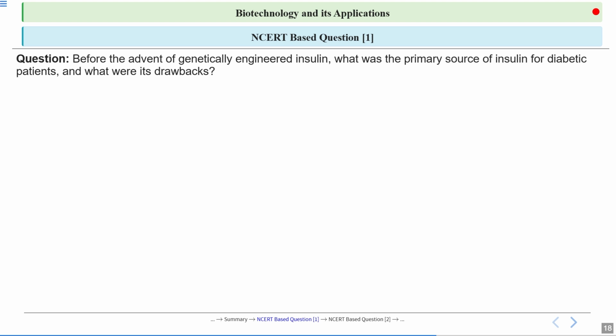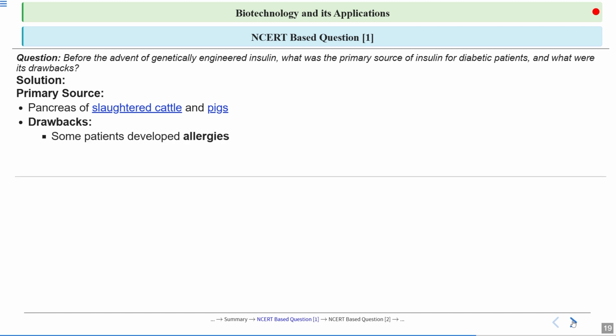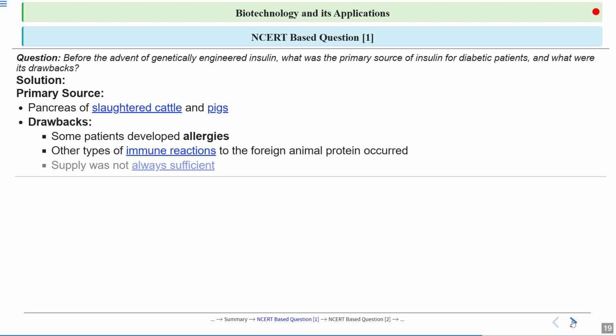So let's see the answer. The solution says the primary source was pancreas of slaughtered cattle and pigs. What were its drawbacks? Some patients developed allergies and other types of immune reactions to the foreign animal protein. Supply was not always sufficient.